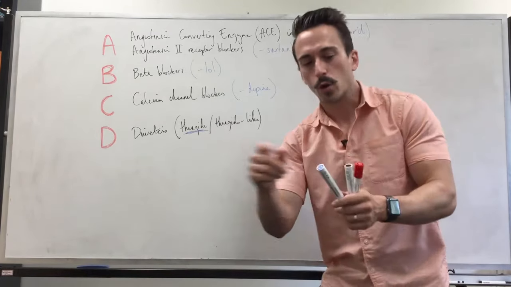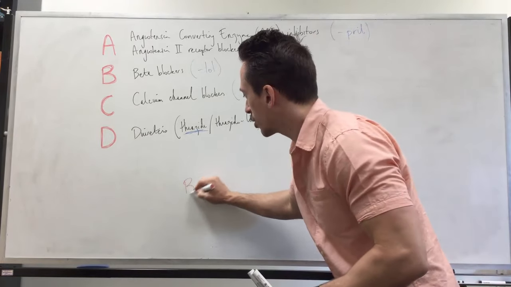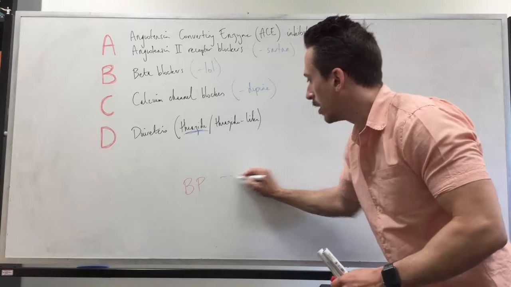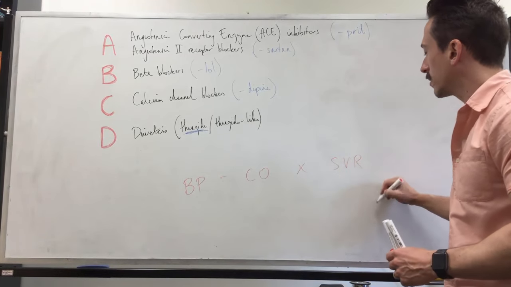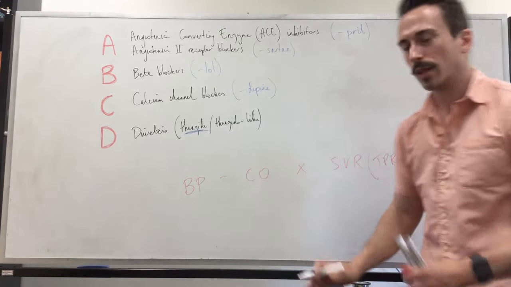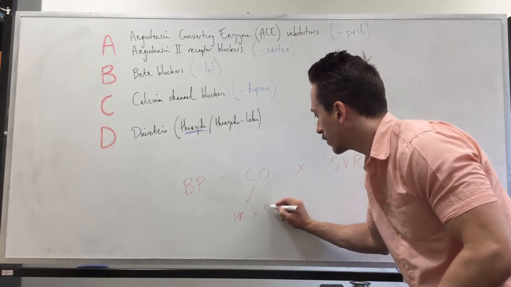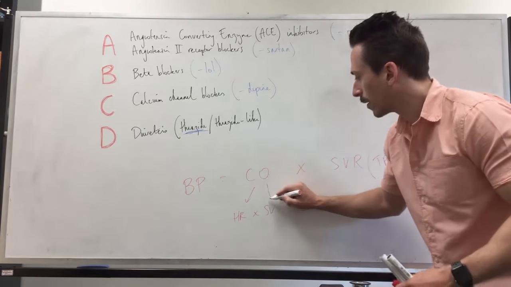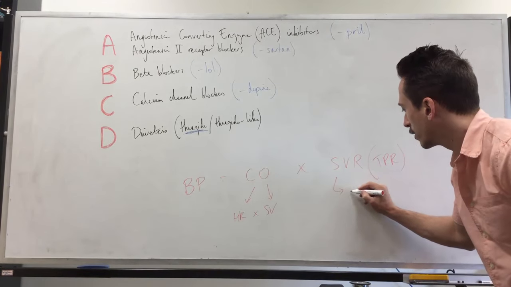Now, very quickly, how do these blood pressure medications work? Well, you need to know the blood pressure equation. Blood pressure equals cardiac output times systemic vascular resistance, also known as total peripheral resistance. What are these different things? Well, cardiac output is also known as heart rate times stroke volume. And systemic vascular resistance is the diameter of blood vessels.